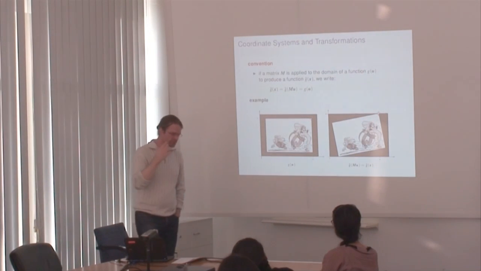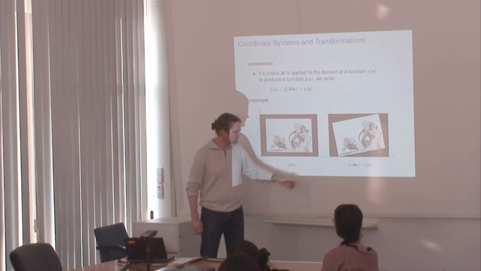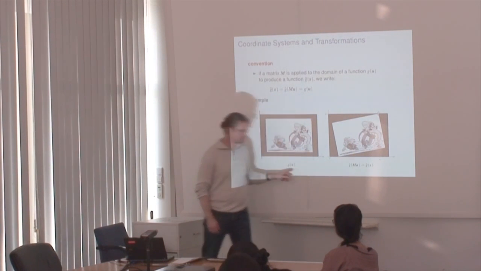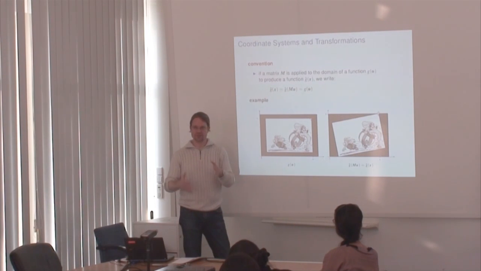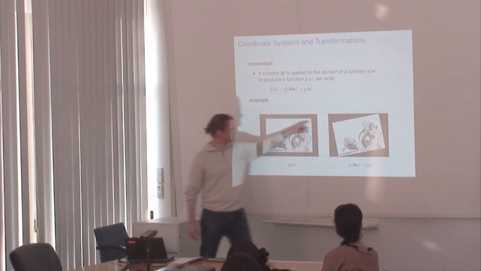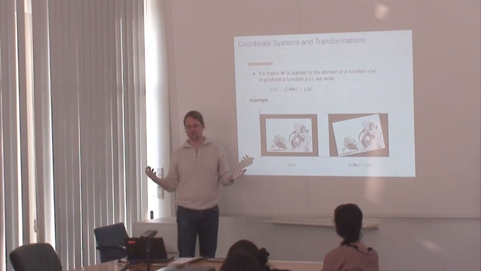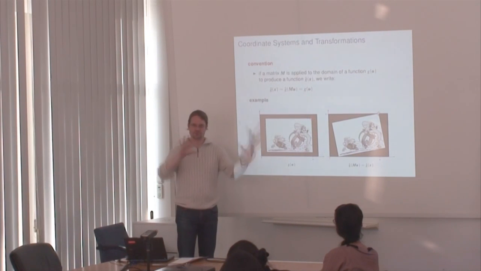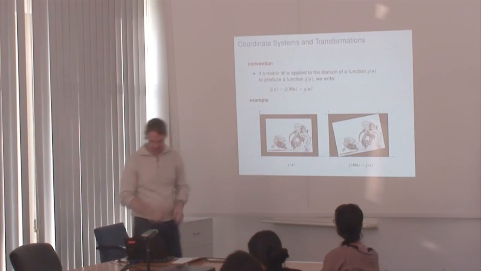And what we do here is we create this new function by doing something with the coordinates of the original function. That's all. We change the coordinates, not the value. This is still a white pixel. It has not become a blue pixel. We have just changed the coordinates, not the value of the function.